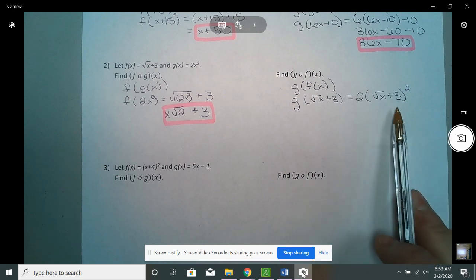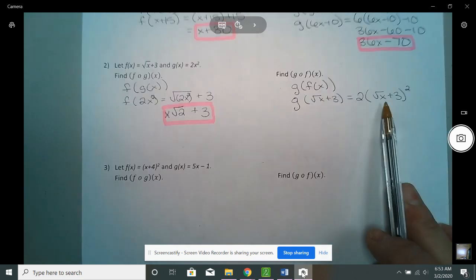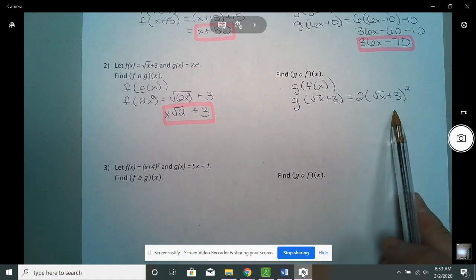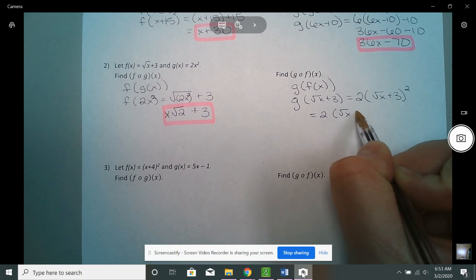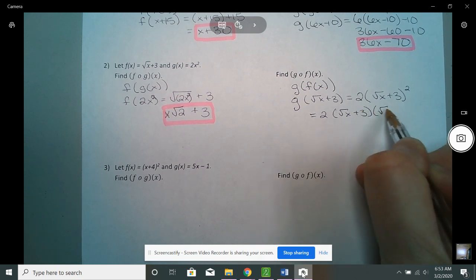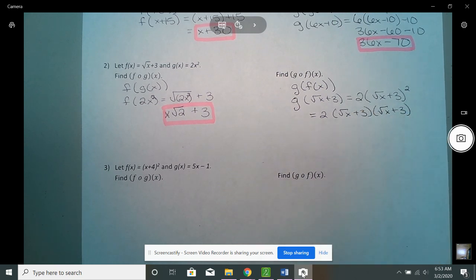Now, a lot of students struggle with this simplification. It's not just the square root of x squared plus 3 squared. This is the square root of x plus 3 times itself. And now it's a big distribution problem.